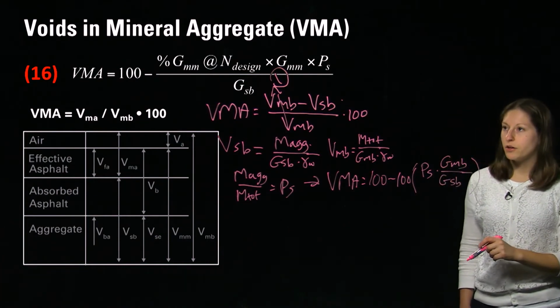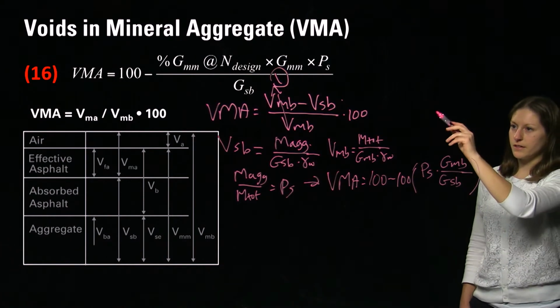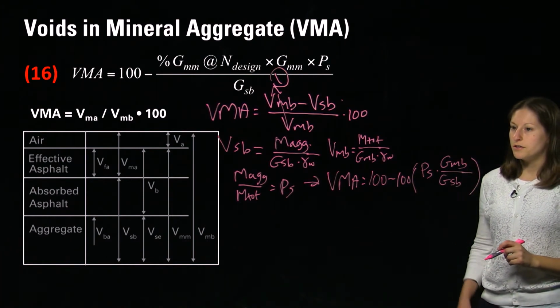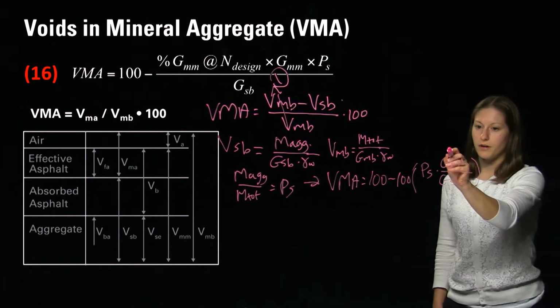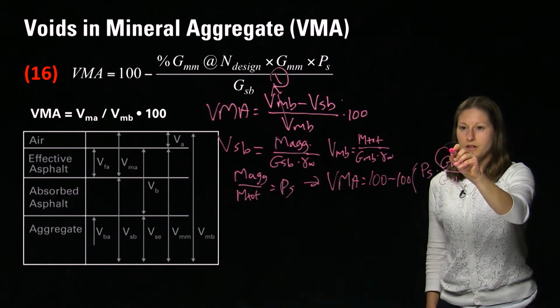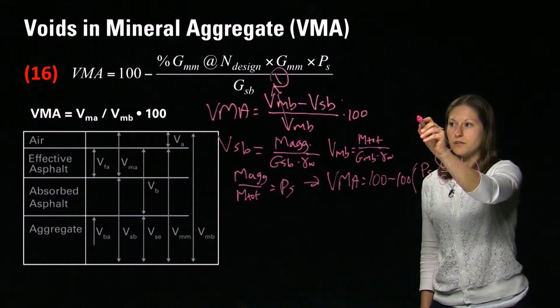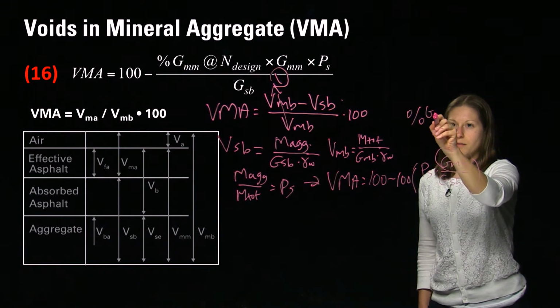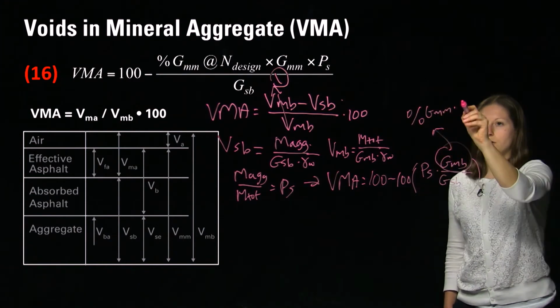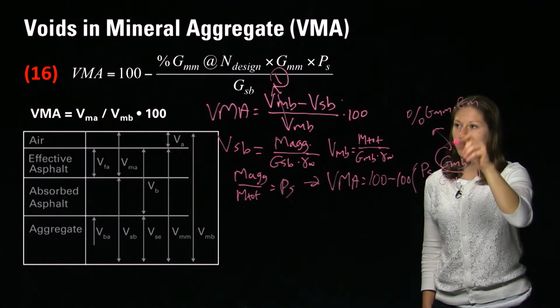If you look at equation 16 at the top of this slide, you see that we're very close, except you'll notice that in place of GMB, we've represented this using percent GMM times our GMM. These two quantities are equal.